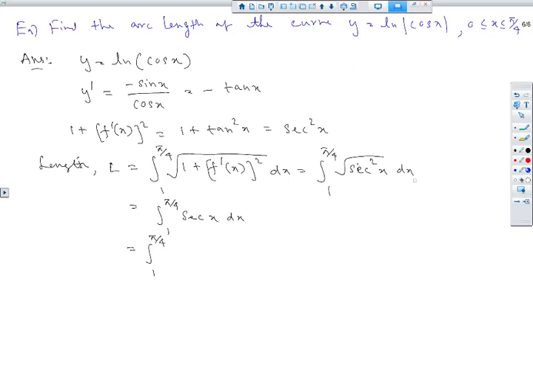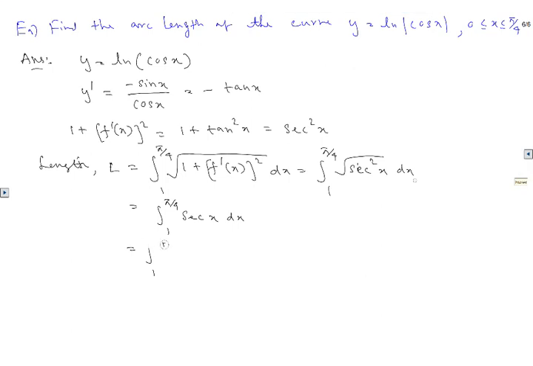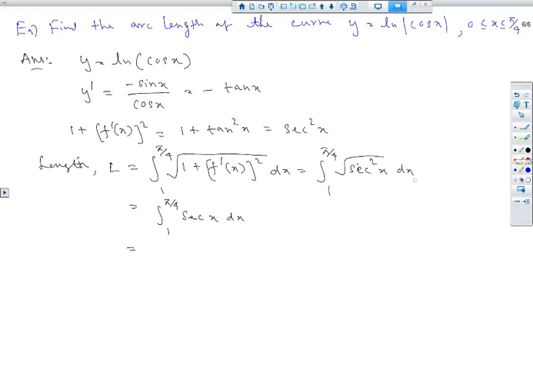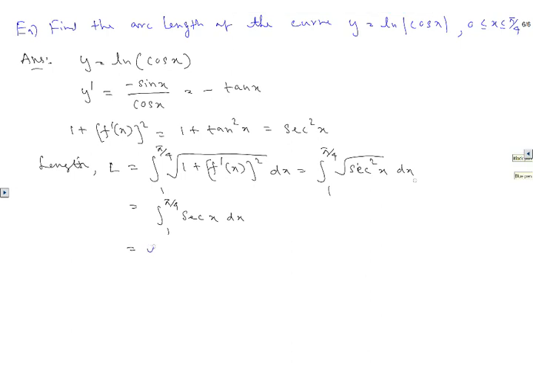Secant x is one of the formulas from the trig integrals. What's the integral of the secant? Anyone know? The integral of the secant is natural log of secant x plus tan x. You need to remember this; it is one of the formulas. You can evaluate at pi over 4 and 0. So let's plug in the values.